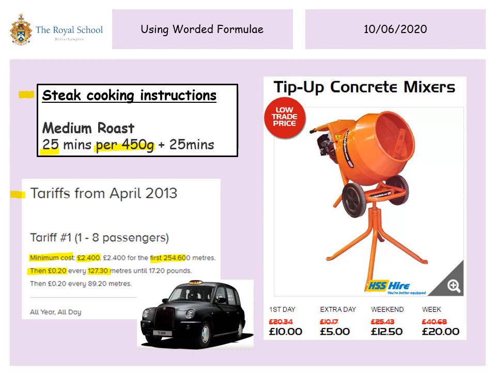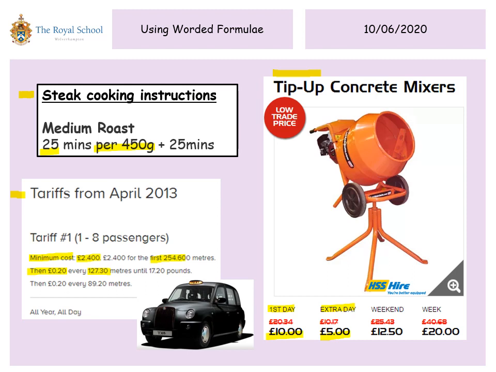And another one then, we've got something from HSS Hire, which is, as we might have noticed, where we got our heaters from last Christmas as well. So tip up concrete mixers here, and you can hire them. The first day here is £10, but any extra day after that's only £5. So if I hired it for a day, it'd cost £10. But if I hired it for 2 days, it wouldn't cost 20. It would cost my first day of 10 and my extra day of 5. So it cost £15.